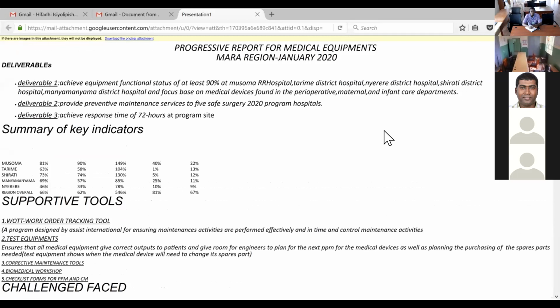Yeah, so this is the progressive report for medical equipment for Mara region, January 2020. As you have seen on the shared screen, the following are the deliverables which we are having. The first deliverable: we plan to achieve equipment function status of at least 90% at MUSOMA RRH, Tarime District Hospital, Nyerere District Hospital, Shirati Hospital, as well as Manyamanyama Hospital.